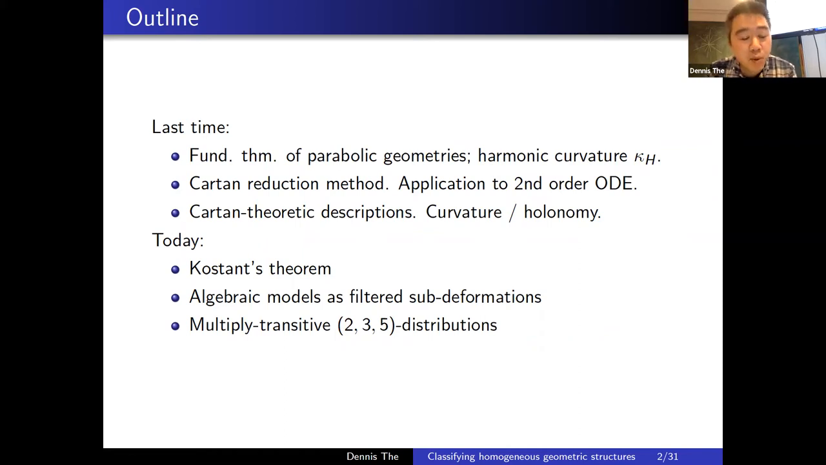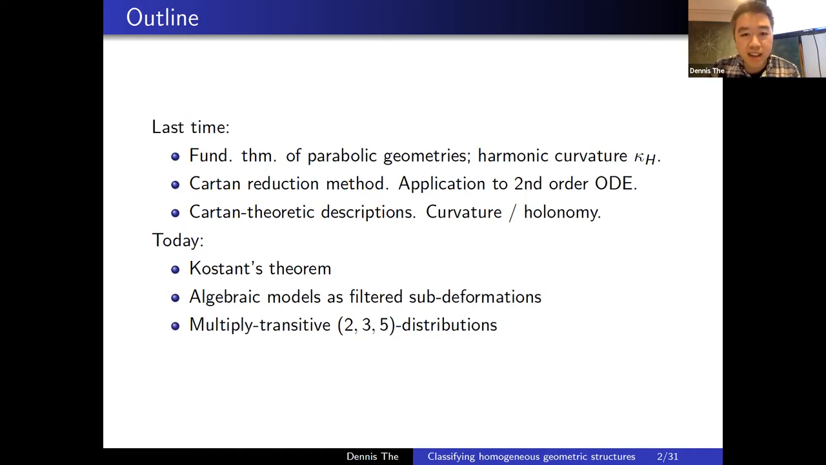Secondly, taking a cue off of some of the motivation that I introduced last time, these Cartan theoretic descriptions, we're going to axiomatize some of that a bit more today. So I'll introduce what I refer to as an algebraic model, and how it's viewed as a so-called filtered sub-deformation. And then we're going to apply all this to the setting of 2-3-5 distributions. Multiply transitive, meaning you're transitive and you have some non-trivial isotropy.